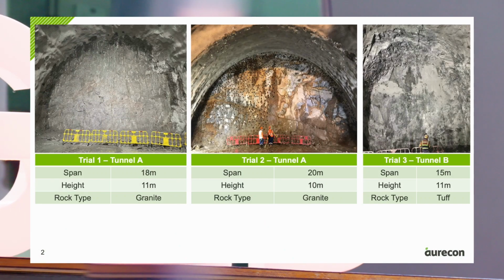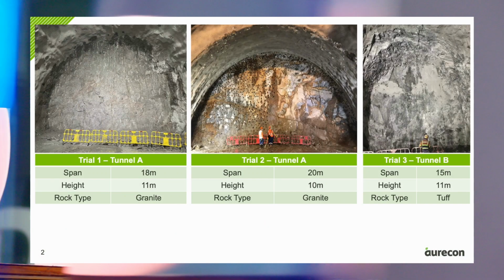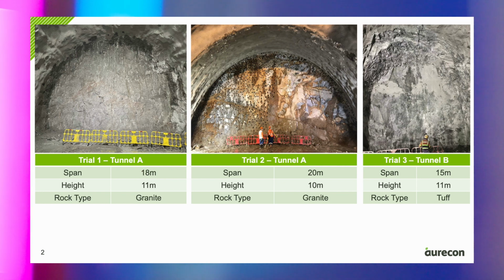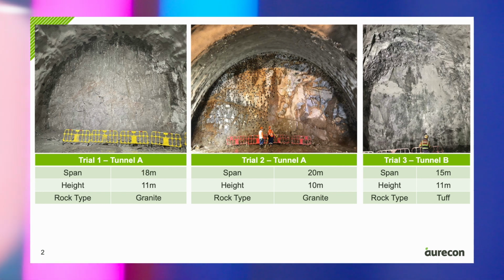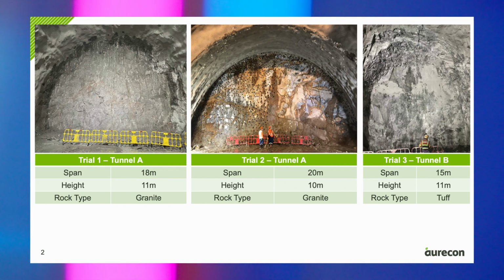So these are the three trials that we carried out. The trials were conducted in two drill and blast hard rock tunnels in Hong Kong. Trials 1 and 2 were carried out in Tunnel A and Trial 3 in Tunnel B. In Trials 1 and 2, the tunnel face is driven in Grade 1, Grade 2, 3 granite, and for Trial 3, the tunnel face is situated in Grade 2 fine ash tuff.